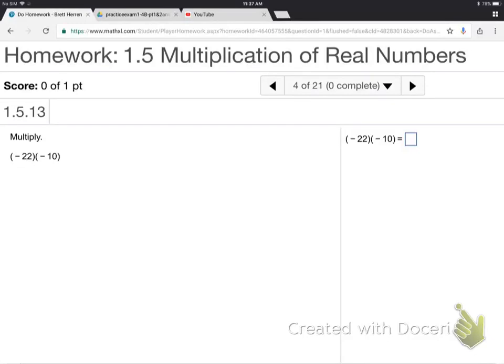Okay, so here we are, section 1.5, which is now we're shifting to multiplying. This one actually is multiplying, isn't it? Negative 22, negative 10. See how the parentheses are right up against each other with nothing in the middle? So that is multiplying now.